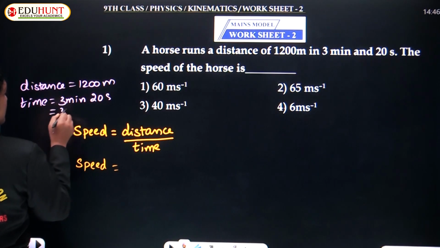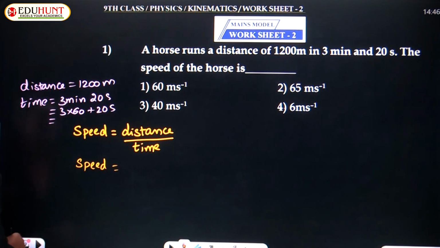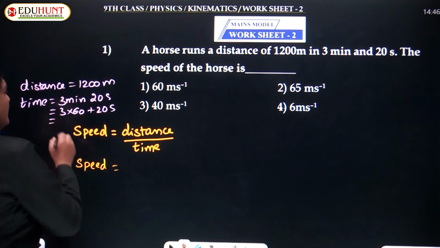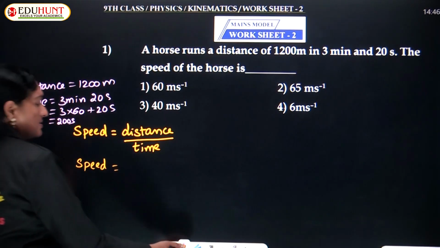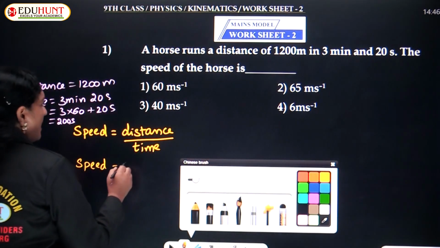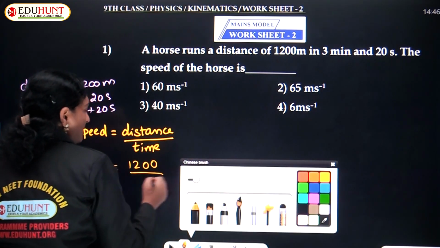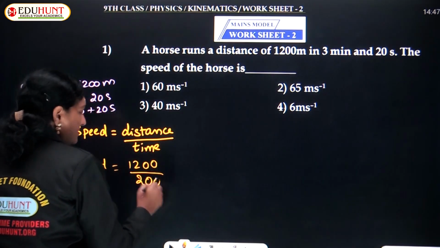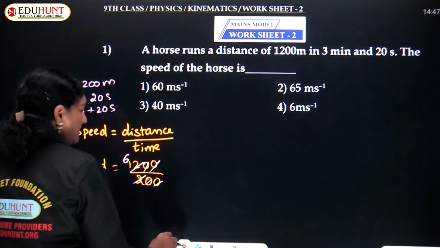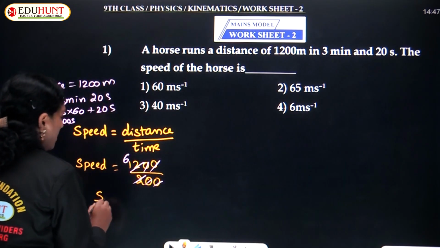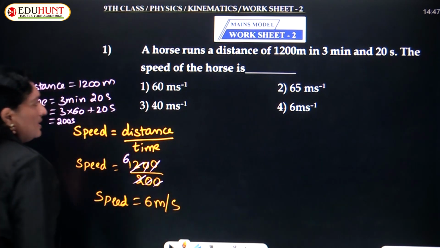This implies 3 minutes is 3 into 60 seconds and an extra 20 seconds. So overall it is equal to 180 plus 20, 200 seconds. So time itself is given as 200 seconds. Substituting the above, distance is 1200 meters, time is 200 seconds. Simplifying this further, this cancels, goes 6 times. Therefore, the speed of the horse is found to be 6 meter per second.